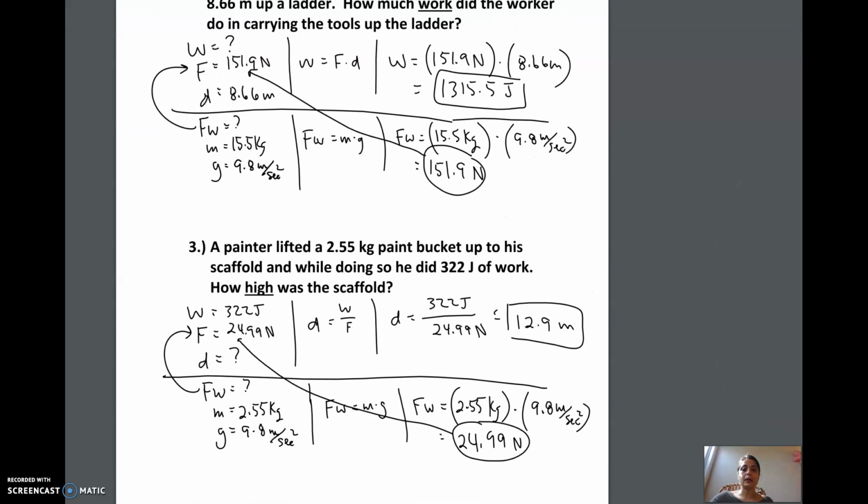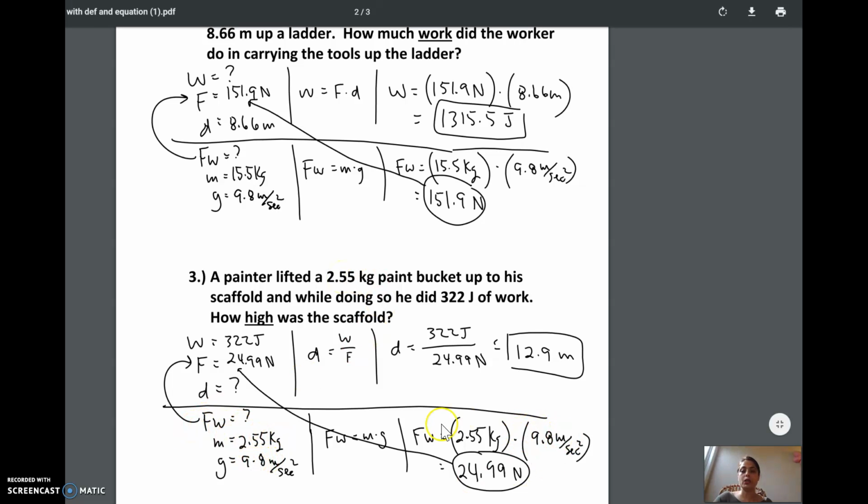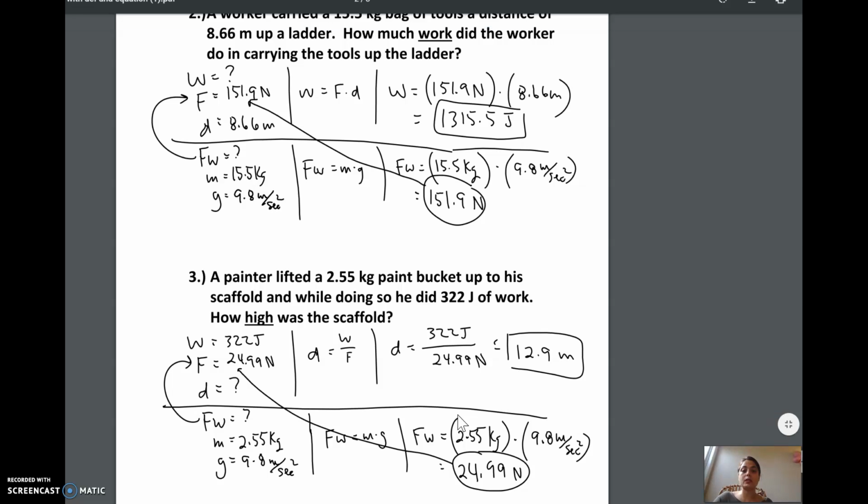Let's take a look at this example right here where it's not given. A painter lifted a 2.55 kilogram paint bucket up to his scaffold, and while doing so, he did 322 joules of work. How high was the scaffold? So you're looking for distance, but notice only kilogram is given. You're not given Newton. So we need to take this and multiply with 9.8, which we did right here, and you get your Newton. That's what you need to do when force is not given to you. Okay, when mass is given, multiply with gravity.